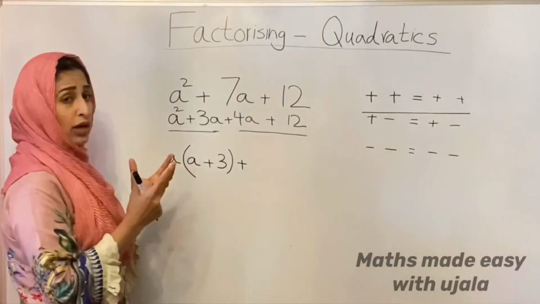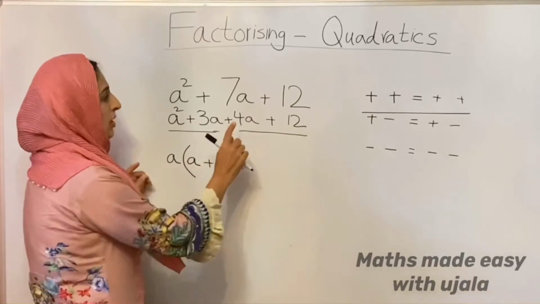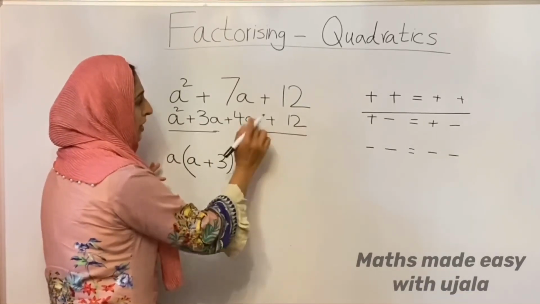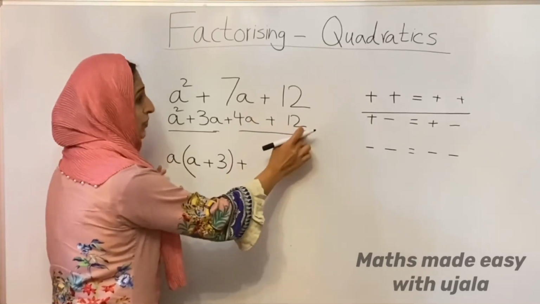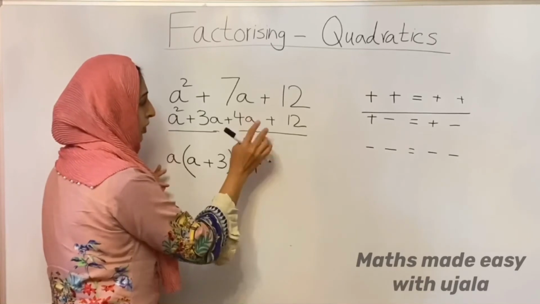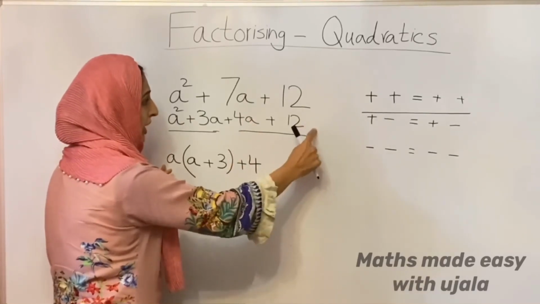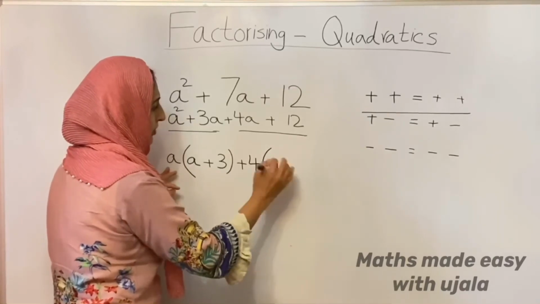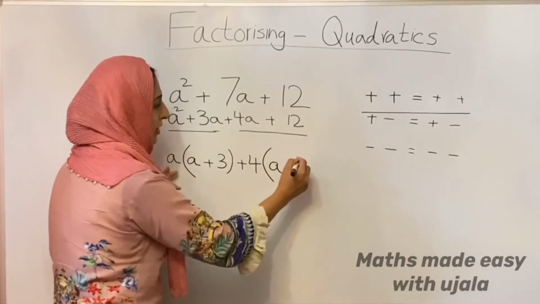You have to find out what is common in these two terms. First go for the numbers, 4 and 12. What is the common? 4 times 3 is 12. So 12 and 4, 4 is common. A is not common because A is here, but there is no A in this term. So that's why leftovers A plus 4, how many times is 12? 3.